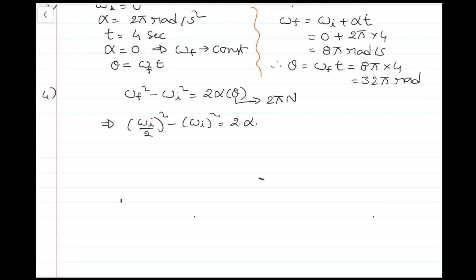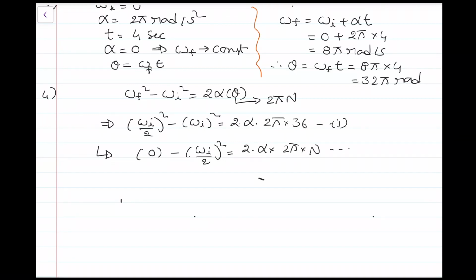In the first part the number of rotations is 36. Then we have to find out how many more rotations it will make before coming to rest. So in the second part, final angular velocity is equal to 0, initial angular velocity is equal to omega initial by 2. Then in this case we have to find out the number of rotations n.